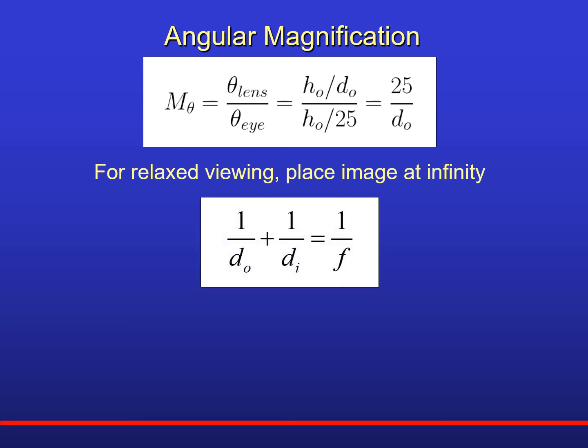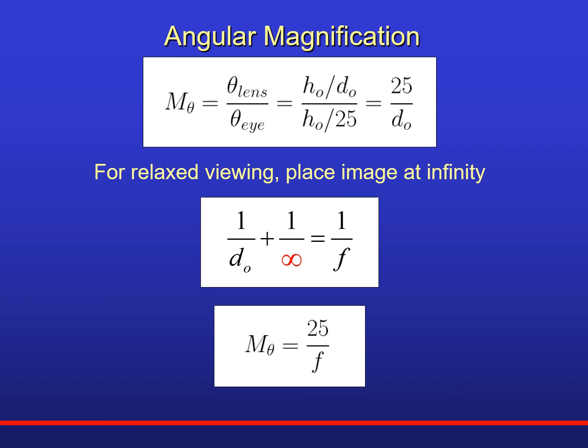Okay, here's the equation for the locations. What value of d sub O will put the image at infinity? Well, let's substitute infinity for di. You look at the equation, it should start to look kind of familiar. 1 over infinity is 0. The solution to the equation, do equals f.